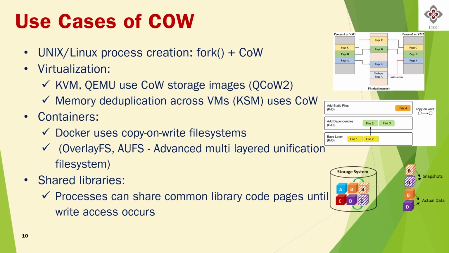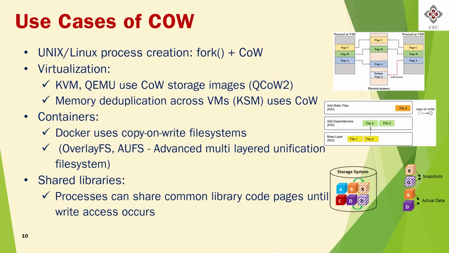We use COW in creating child processes using fork in Unix and Linux systems. Yes, of course, we are all studying virtualization on computers. We have kernel-based virtualization systems, and QEMU uses this kind of copy-on-write store images. All these will have a huge impact when something is not required. Memory deduplication across virtual machines also uses copy-on-write. It plays a major role in the virtualization process of operating systems.